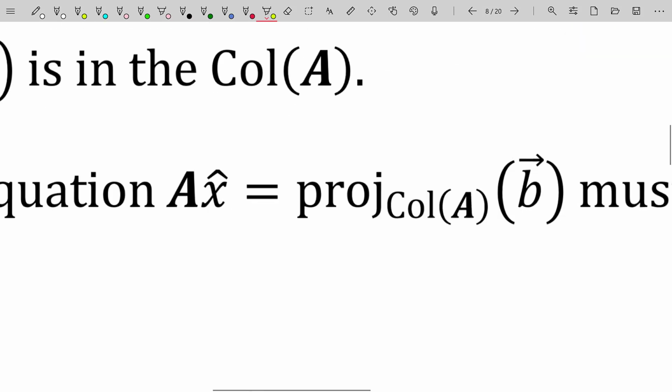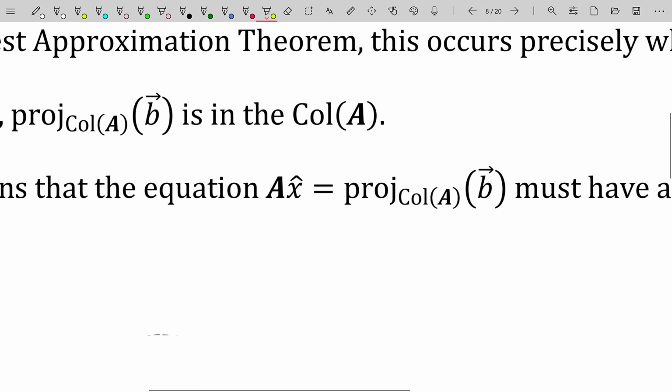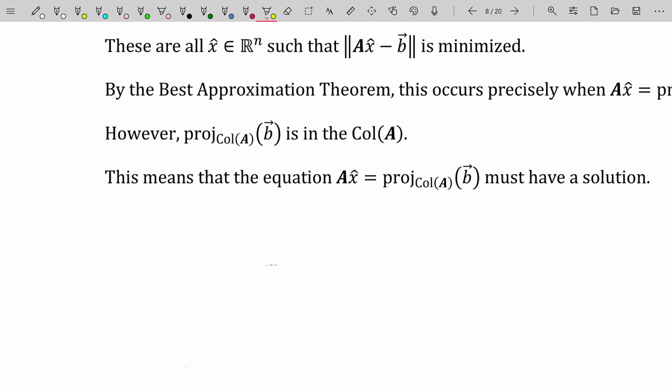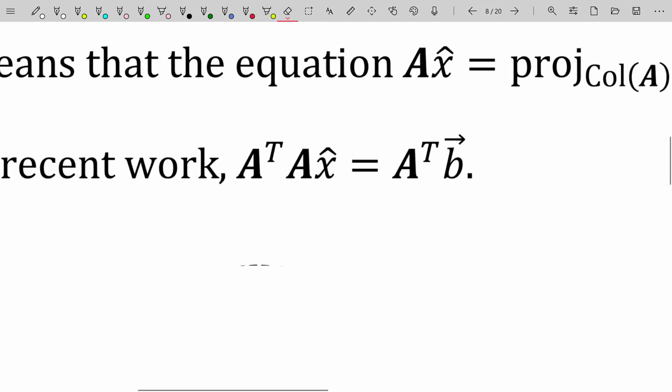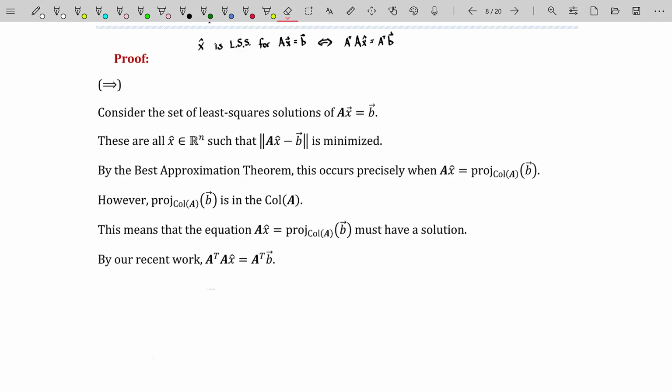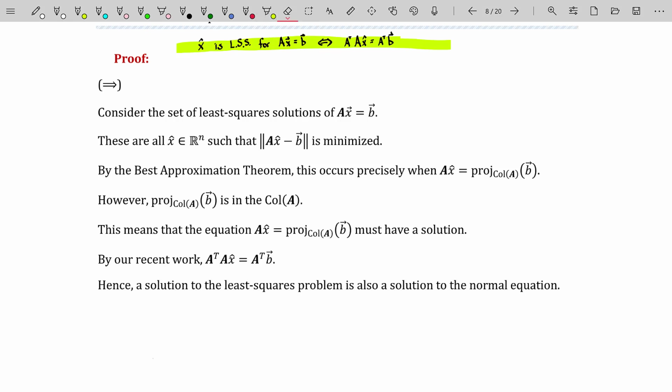We happen to know that A times x hat is the projection of b onto the column space of A, and by that statement we just reminded ourselves of, that implies that A transpose A times x hat must equal A transpose b. What does that mean? Well, that means that if x hat is a least squares solution for Ax equals b, then A transpose A times x hat must equal A transpose b, which is exactly what we're trying to show forward here. So we've gone from left to right. And by the way, I summarized that right here. Hence, a solution to the least squares problem is also a solution to the normal equation.